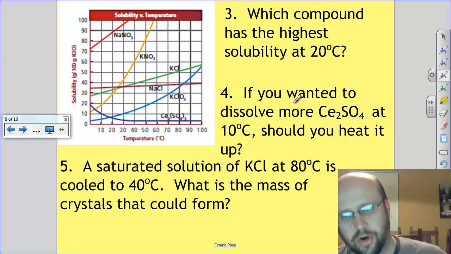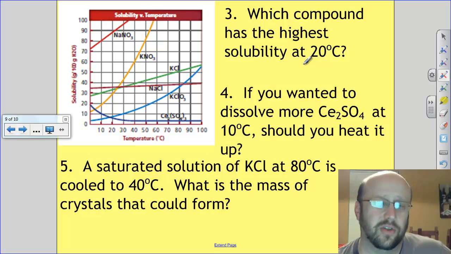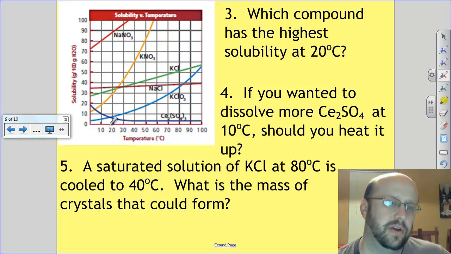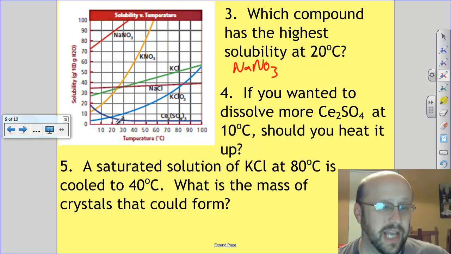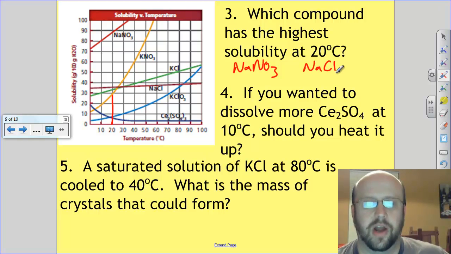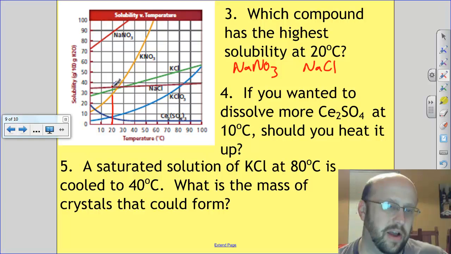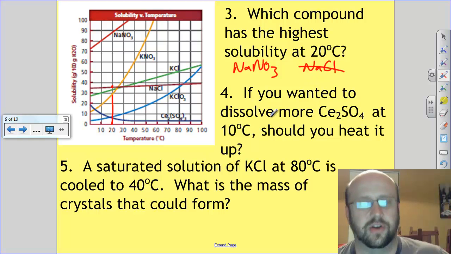So let's answer a couple more questions real quick, and then we'll be done with this section. So which compound has the highest solubility at 20 degrees? And that one's real easy. It's just like you're looking at the graph. I'm at 20 degrees. Which line is the highest? Okay, well, pretty obviously that's sodium nitrate. If you were asked to tell the second highest, that is a little bit more interesting because we're at 20 degrees. We go up. So it's not potassium nitrate, it's not potassium chloride, it's actually sodium chloride at that point. Okay, because that line right there is the second highest. So sodium nitrate and then sodium chloride would be next.